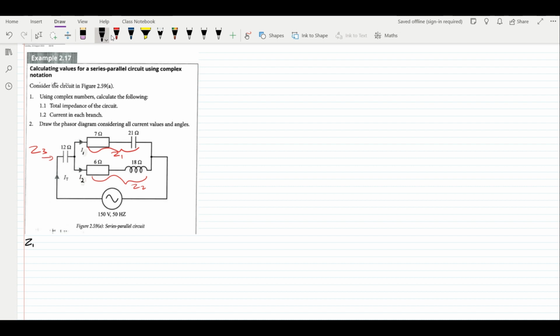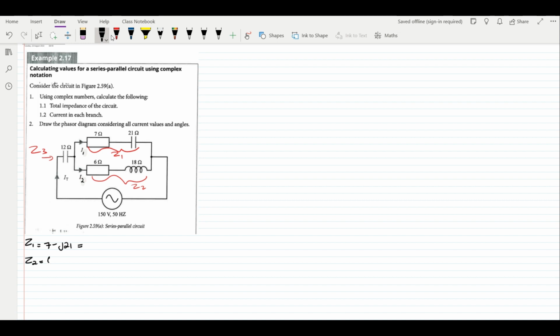Z1 will be equal to 7 minus J21 ohms. Now, because we have a capacitor across Z1, we will use a negative for discharging. But because we have an inductor for Z2, we will use plus for magnetizing. We will do the conversion afterwards.